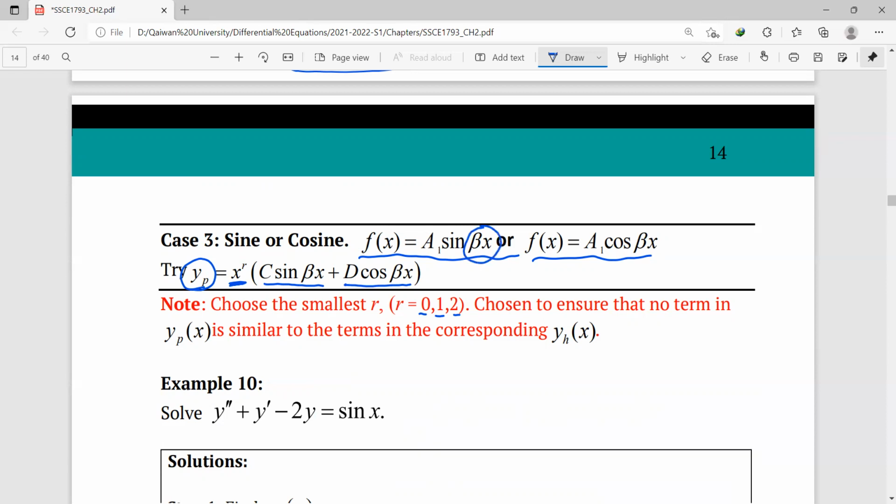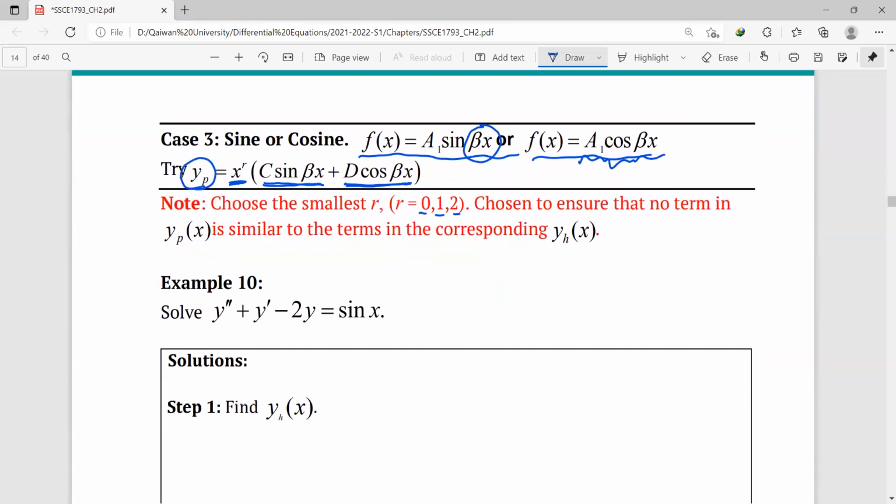If the right-hand side is sine beta x, we just say the particular solution is c sine beta x plus d cosine beta x. Even if the right-hand side is cosine beta x, it is the same. In both cases, if the right-hand side is either sine or cosine, we say the particular solution is x to the power r times c sine beta x plus d cosine beta x.